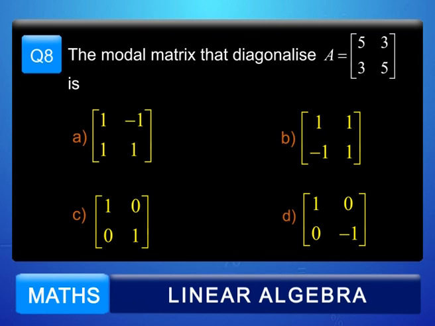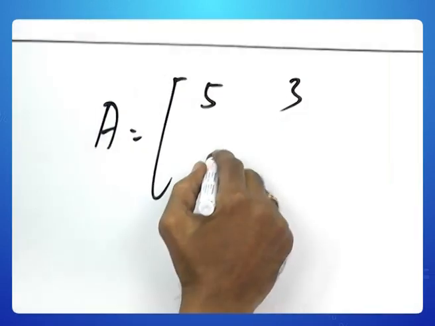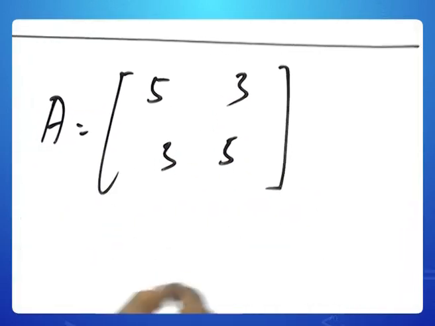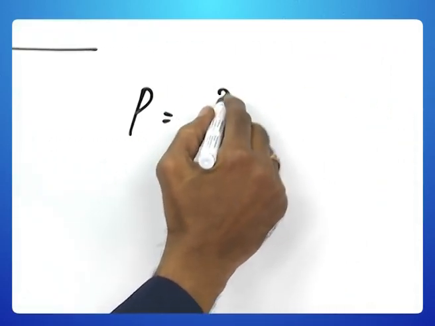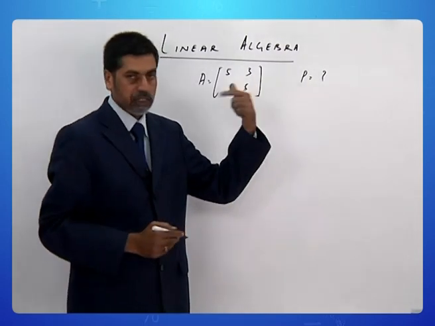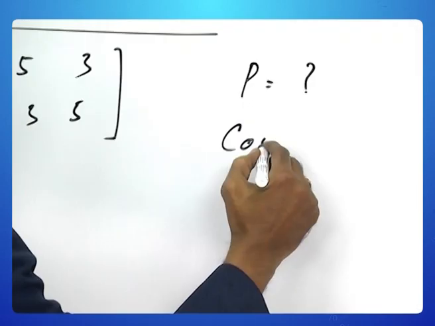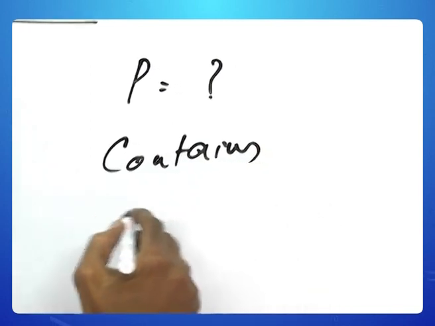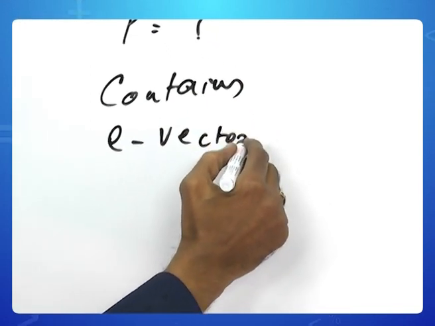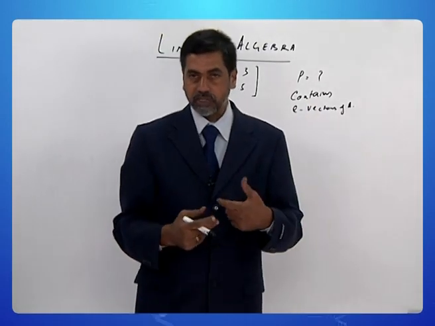Question number 8. What is the modal matrix that diagonalizes the matrix A is equal to 5, 3, 3, 5? So we have to compute P in such a way that the construction of this P will lead to diagonalization of A. So what does P contain? P contains eigenvectors of A. But eigenvectors don't by themselves come. You have to first get the eigenvalues.